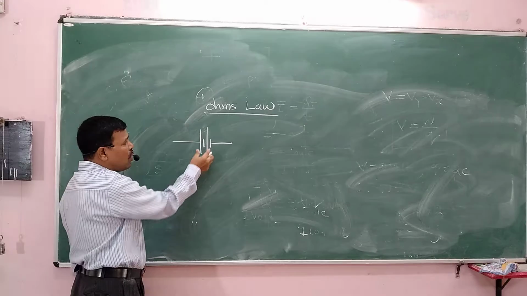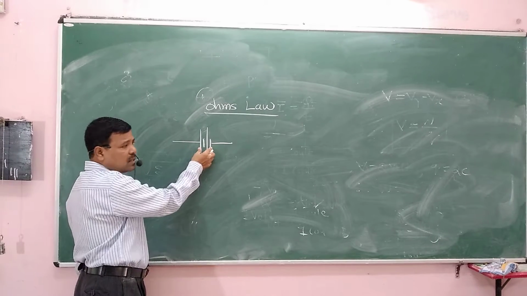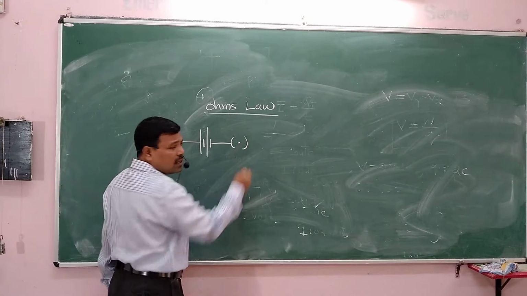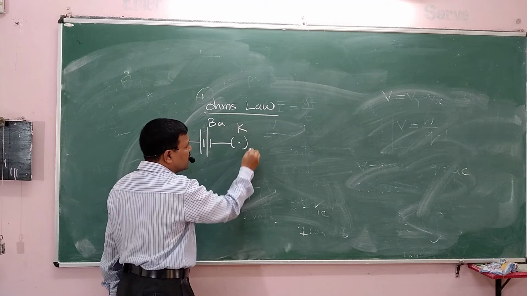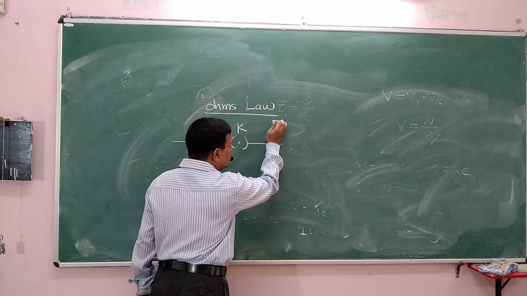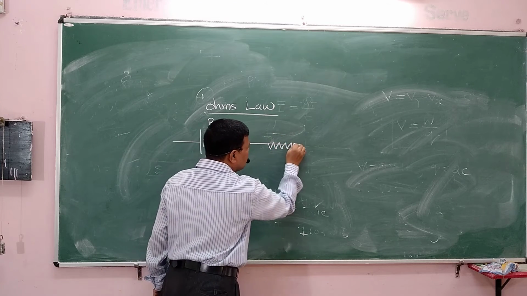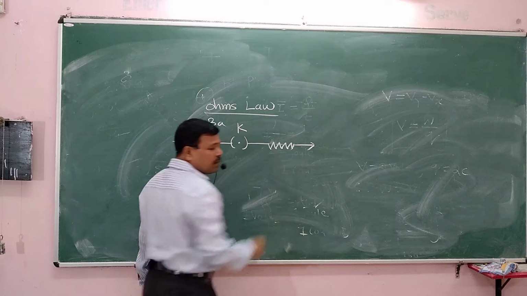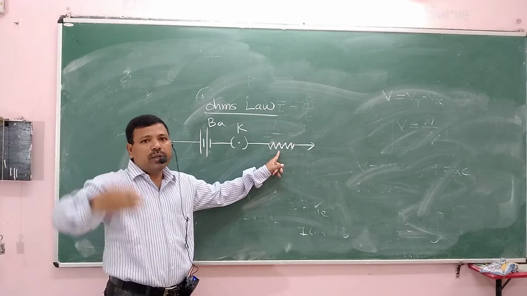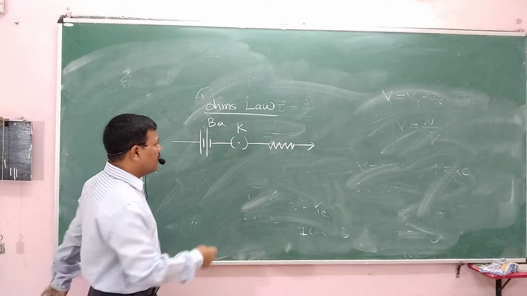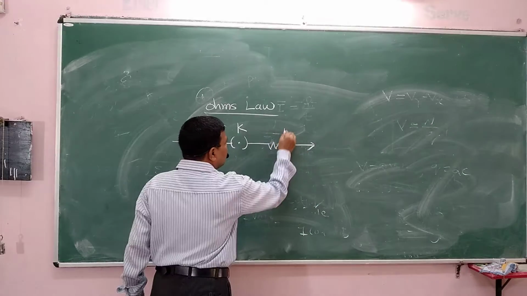A battery is a combination of two or more cells. And here is a key. This is a battery. This is a key. And then here is a rheostat. Rheostat is a potential divider, voltage divider.